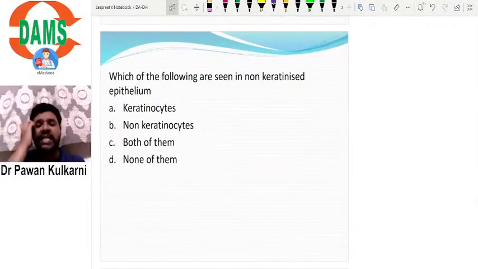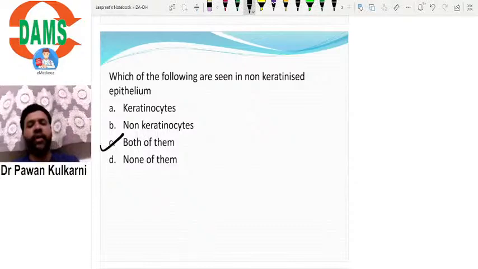Which of the following are seen in non-keratinized epithelium? So understand here, the question is non-keratinized epithelium. So do you see keratinocytes? Do you see non-keratinocytes? Yes, both of them can be seen in case of a non-keratinized epithelium. There is some myth, it's a wrong thing that students usually understand, that non-keratinocytes are seen in non-keratinized epithelium. It's not like that. In any epithelium, you will see both keratinocytes and non-keratinocytes. Even in case of non-keratinized epithelium also, you will see keratinocytes and non-keratinocytes.